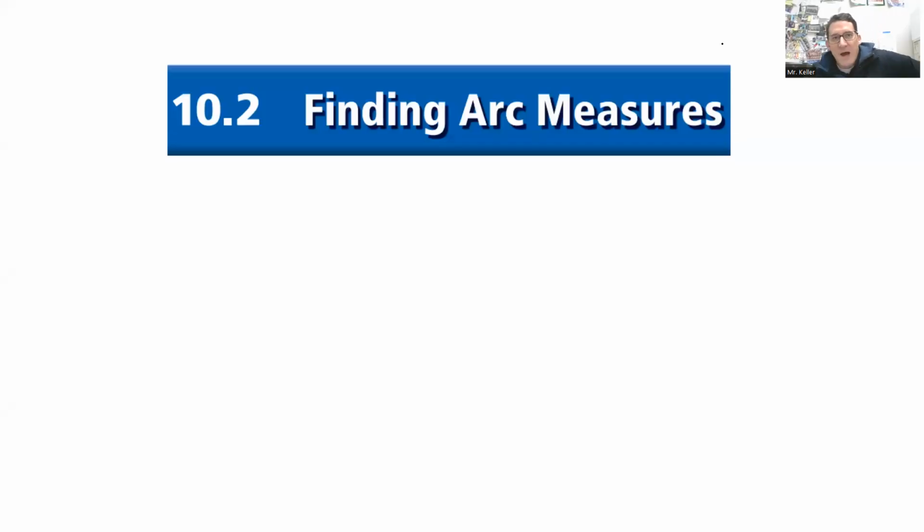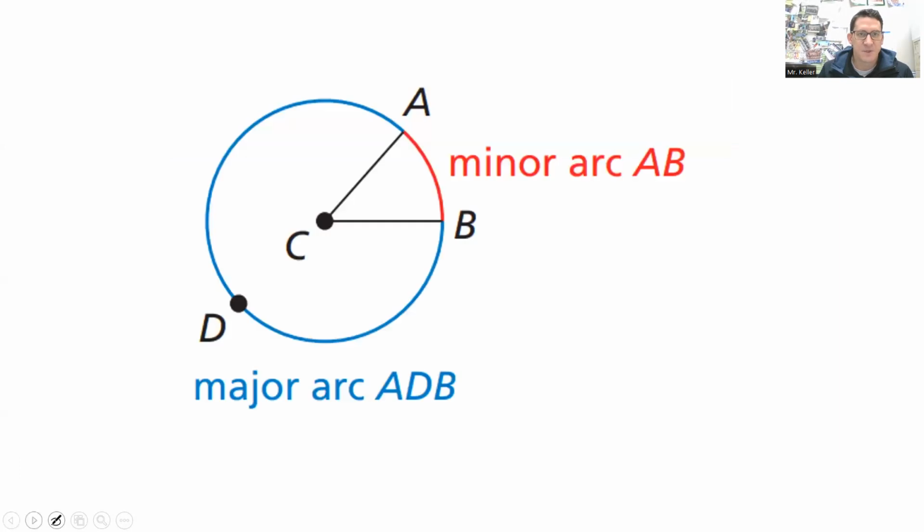All right, IM2 classes. Today we are talking about arc measures. This is going to be a pretty quick one. This is pretty simple. Starting off, let's talk about what an arc is. An arc is on a circle. It is on the circumference of the circle. It's part of the distance around.